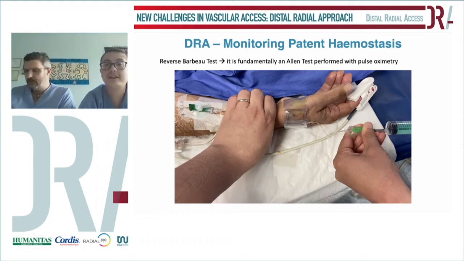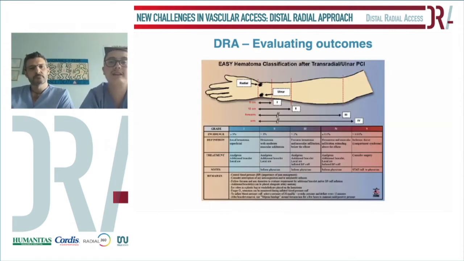So after the hemostasis is achieved, the patient is sent to the ward where the TR band or the Merit device is progressively deflated by our nurses. And the last thing that we have to do before discharging the patient is to evaluate the access.